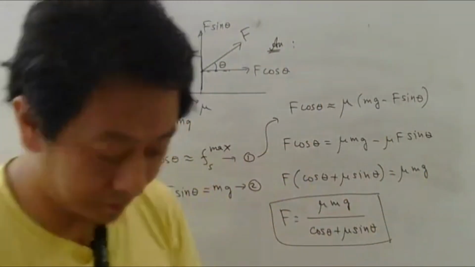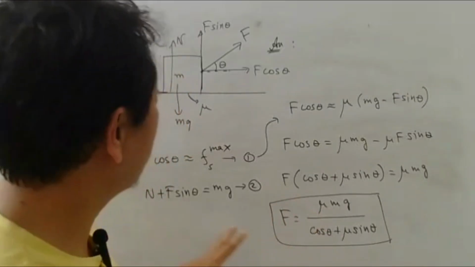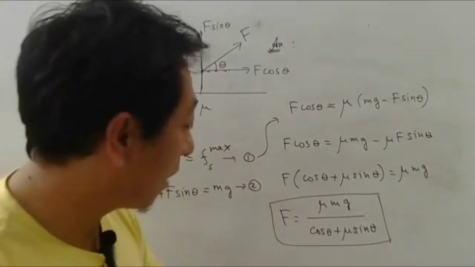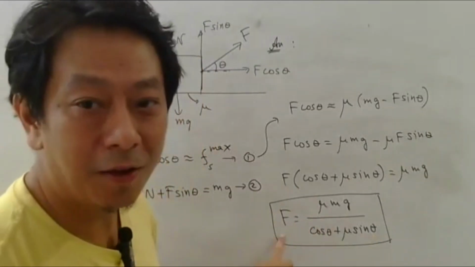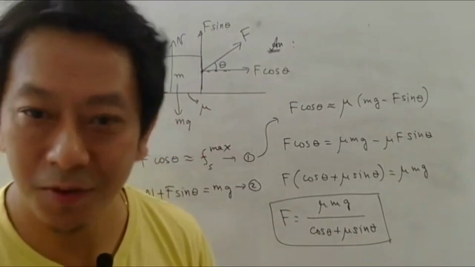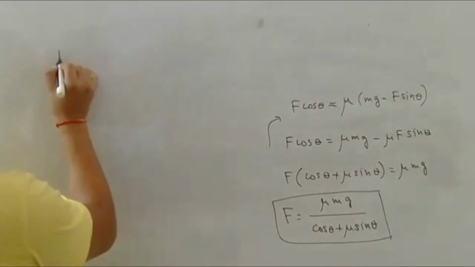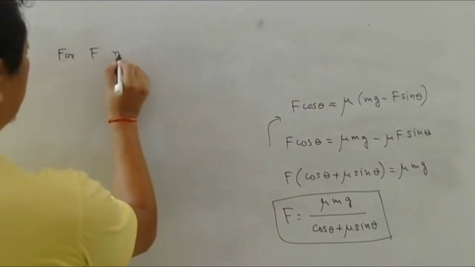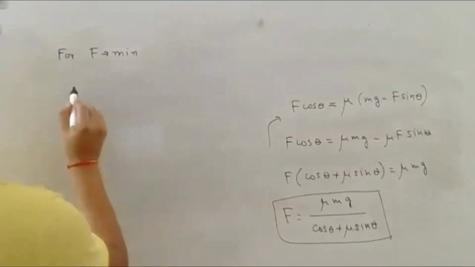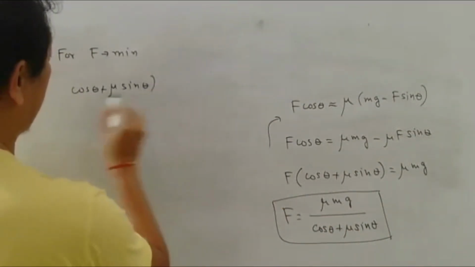Till here is clear or not? But this is not the answer, remember, because the question was to find the minimum value of this force. So now we need to find the theta for which F is minimum, and you can do that easily with the help of differentiation. For F to be minimum, this denominator should be maximum.